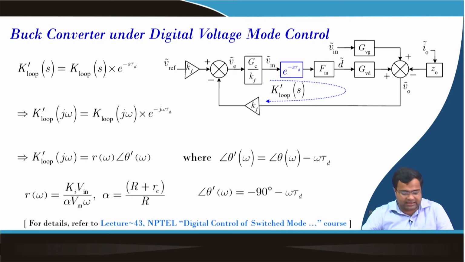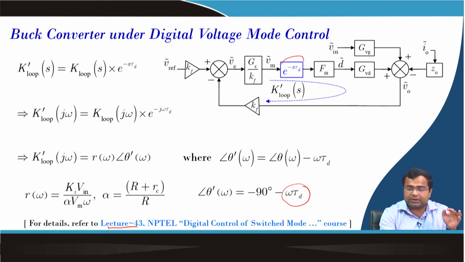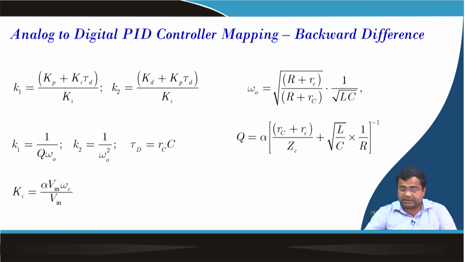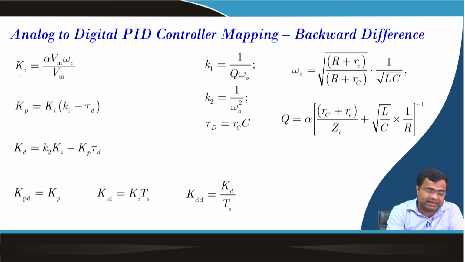And we have discussed in lecture number 43 in this course the design of digital voltage mode control using the continuous time frequency response along with an additional delay due to this particular term. Using stable pole zero cancellation, we discussed in lecture number 43 how to get this Ki value, and then from this Ki, K1, K2 and tau d, how to get back the actual Kp, Ki, Kd, which are the continuous time proportional, integral and derivative gains.